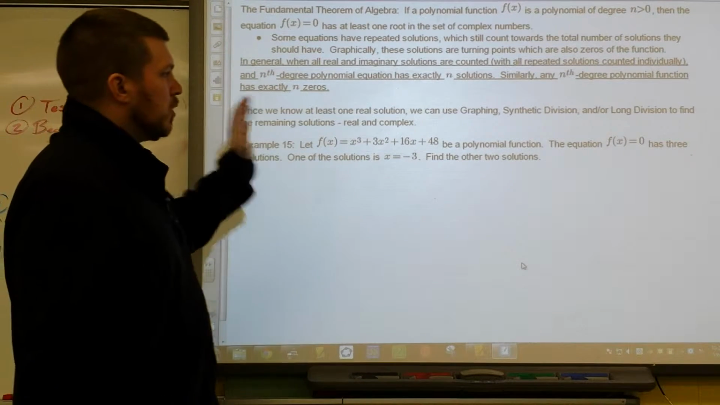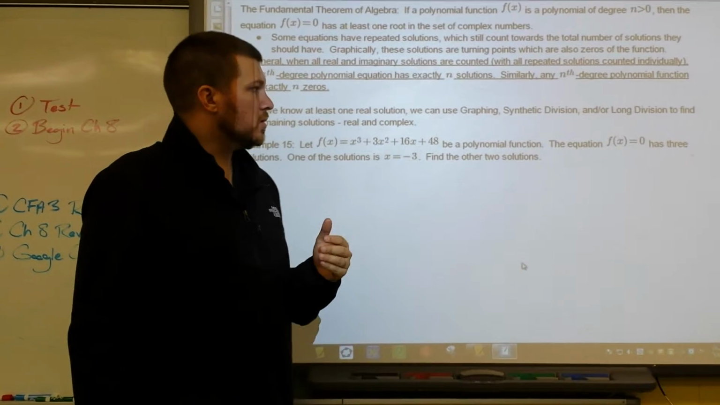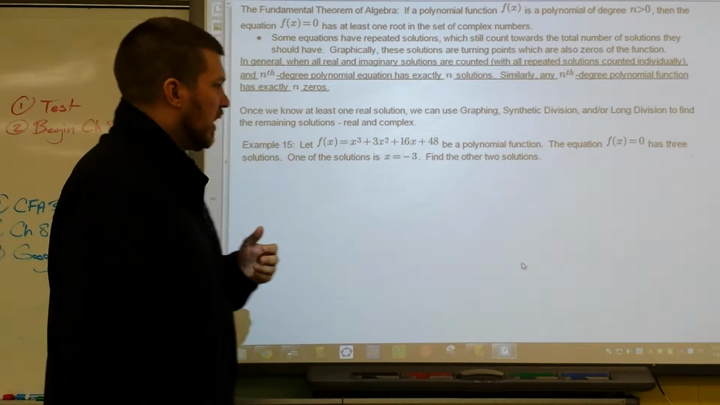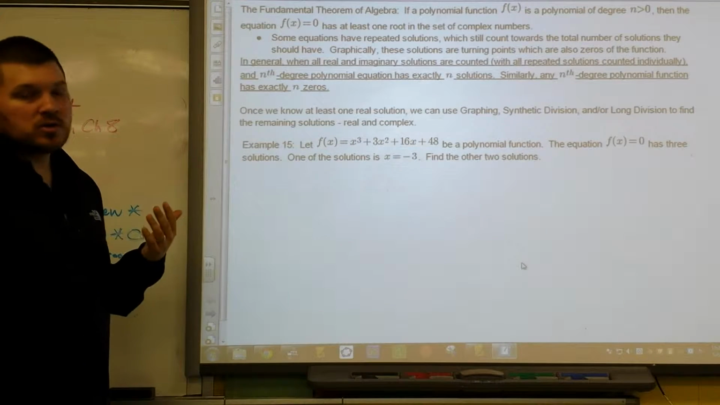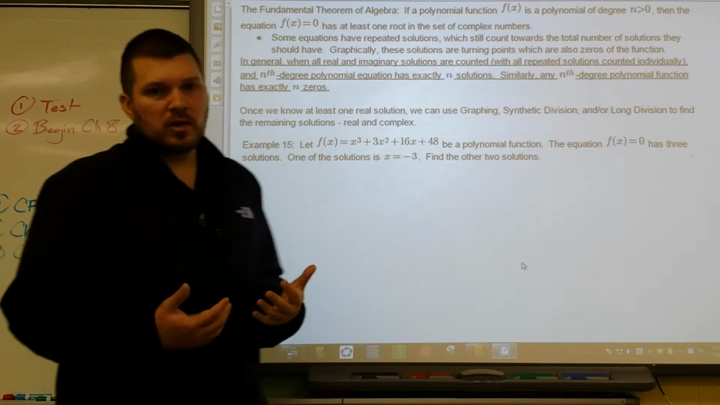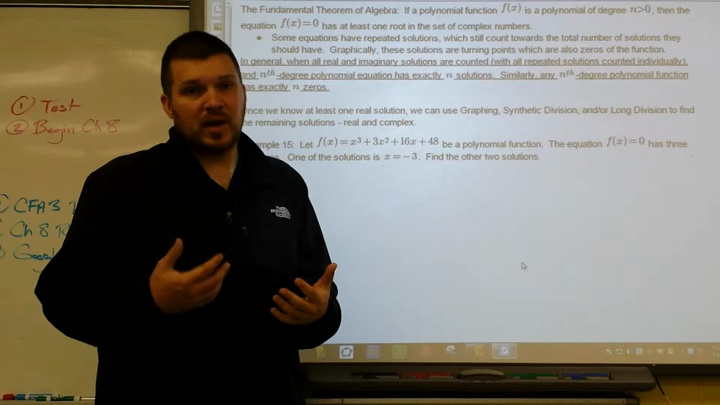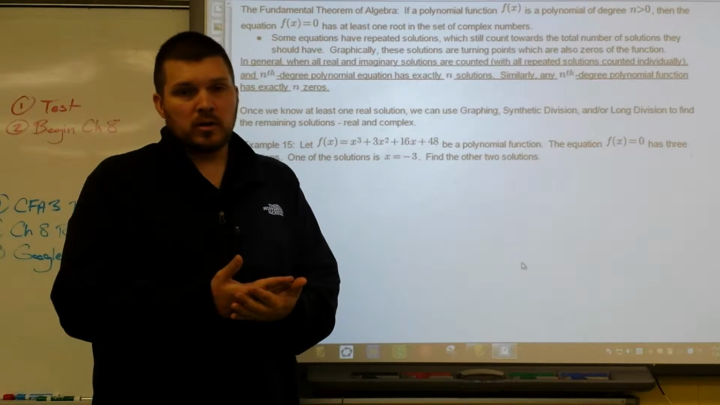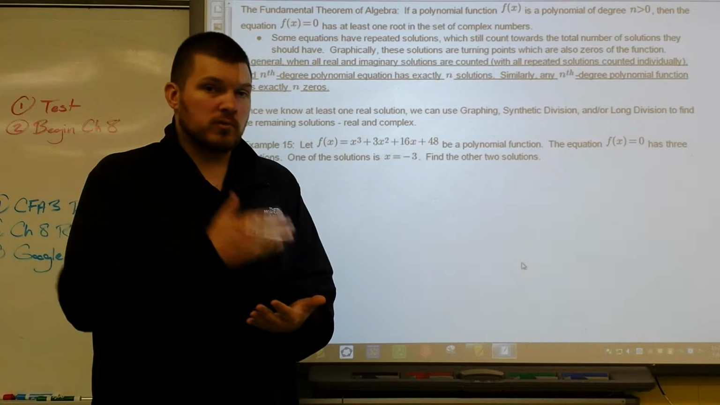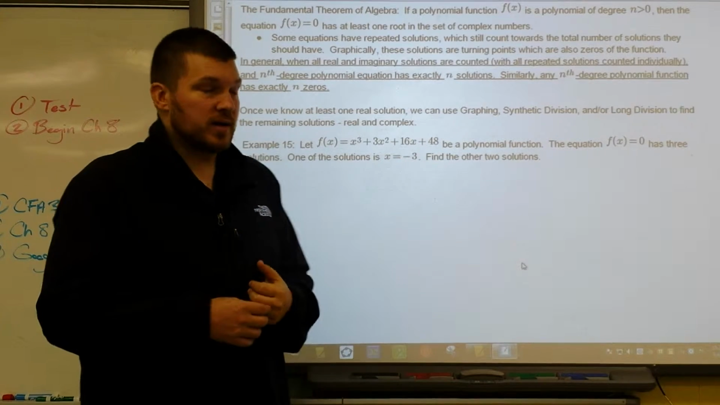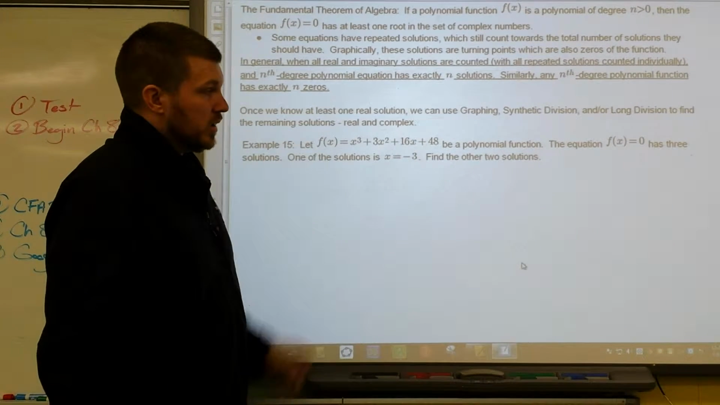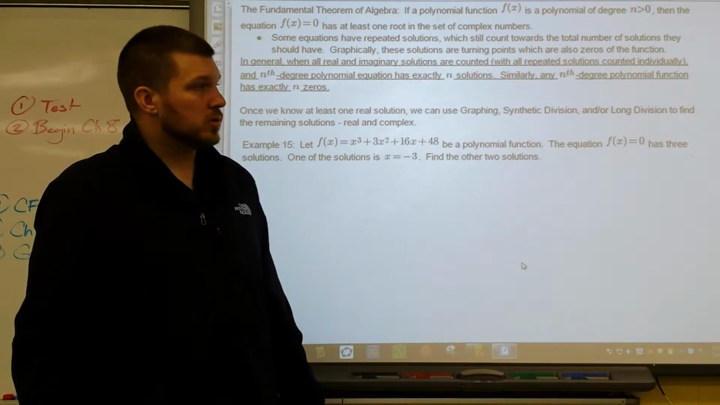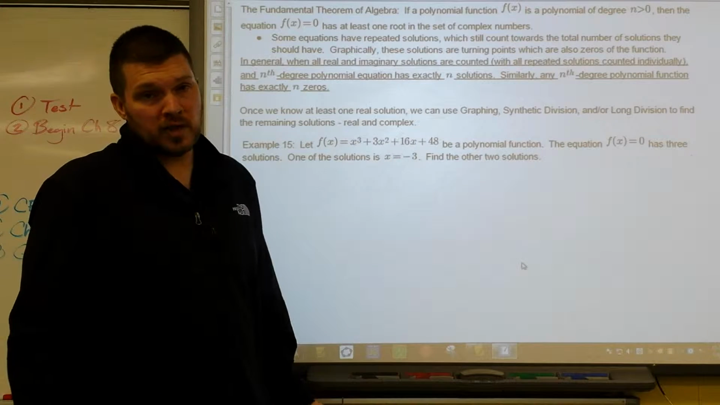Once we know at least one real solution or one real zero, we can use graphing, synthetic division, or long division to find the other solutions or zeros. And these might be real numbers or might be complex numbers with the i's. We talked about this earlier in the course, so if you need to go back and rewatch those videos, pause this and go back and do that now. Same thing with synthetic and long division. That was a long time ago, so be sure you refresh yourself before you go any farther.